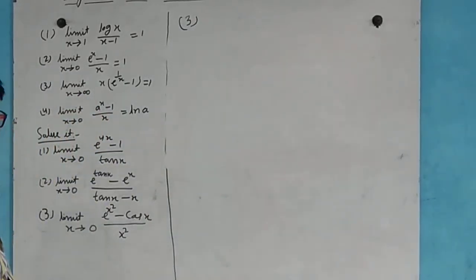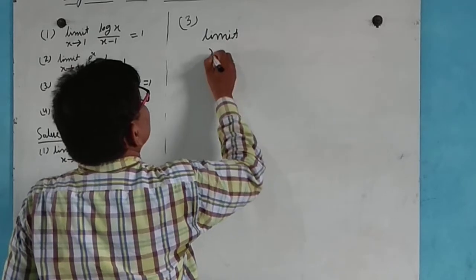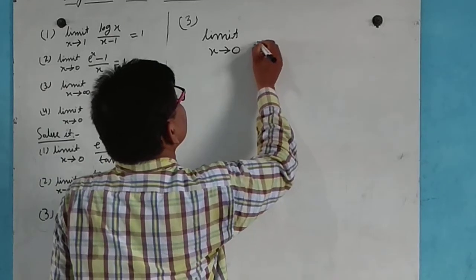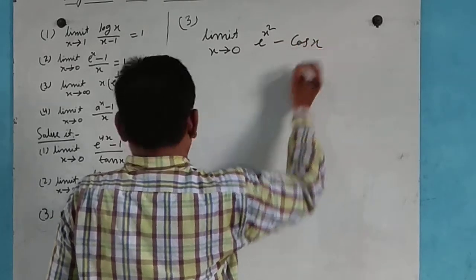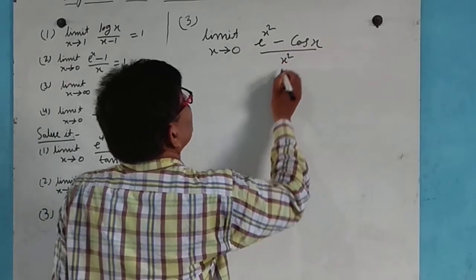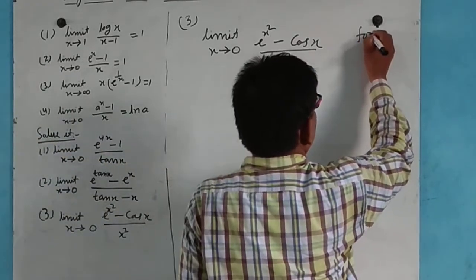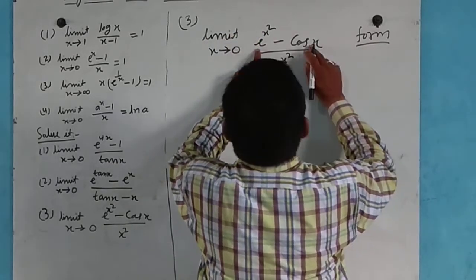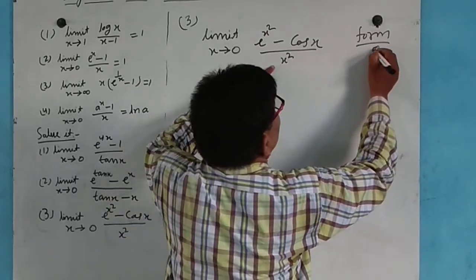Now we take the third problem: limit x tends to 0, (e to the power x square minus cos x) divided by x square. Putting x equal to 0, this is e to the power 0 which is 1, and cos 0 is equal to 1, 1 minus 1 is equal to 0, and x is equal to 0, so it is 0 by 0 form.